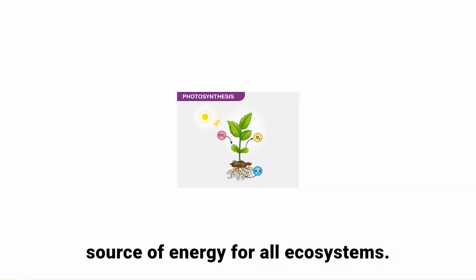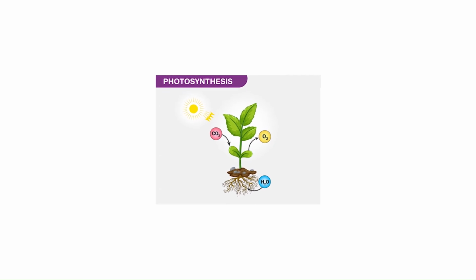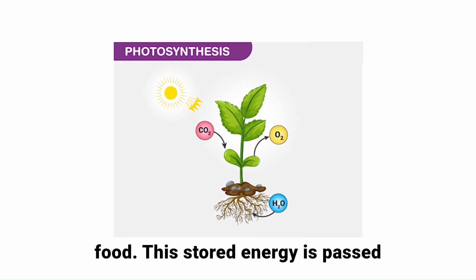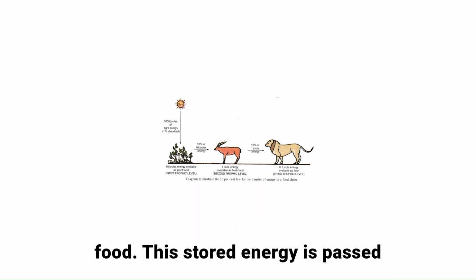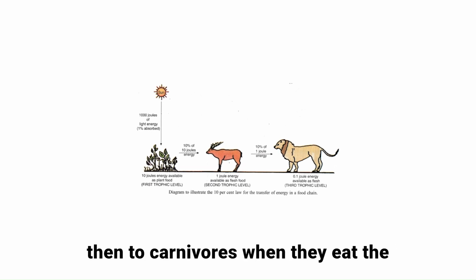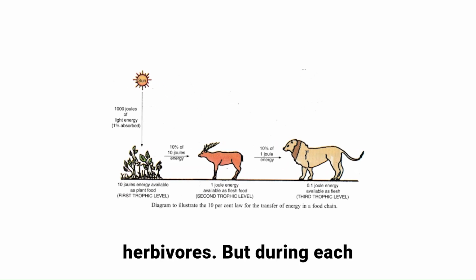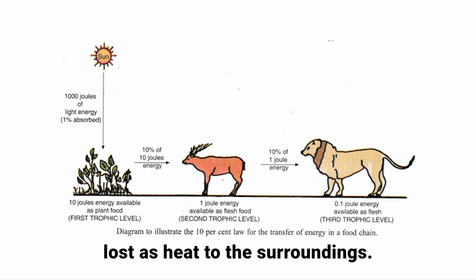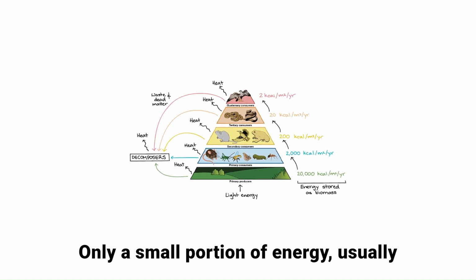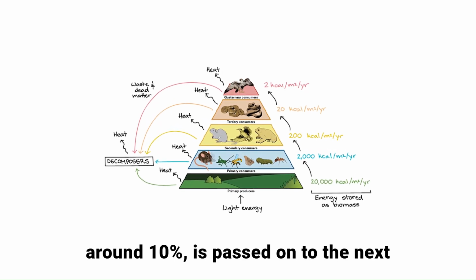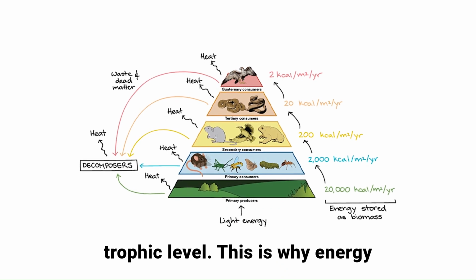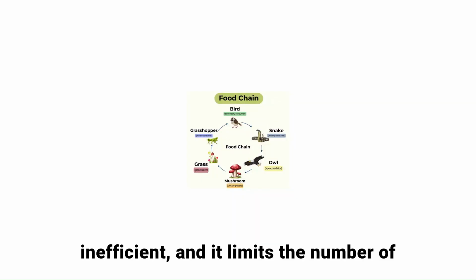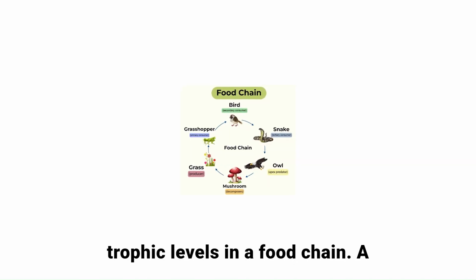The sun is the ultimate source of energy for all ecosystems. Plants capture solar energy and convert it into chemical energy in the form of food. This stored energy is passed on when herbivores eat the plants, and then to carnivores when they eat the herbivores. But during each transfer, a major part of the energy is lost as heat to the surroundings. Only a small portion of energy, usually around 10%, is passed on to the next trophic level. This is why energy flow in an ecosystem is said to be inefficient, and it limits the number of trophic levels in a food chain.